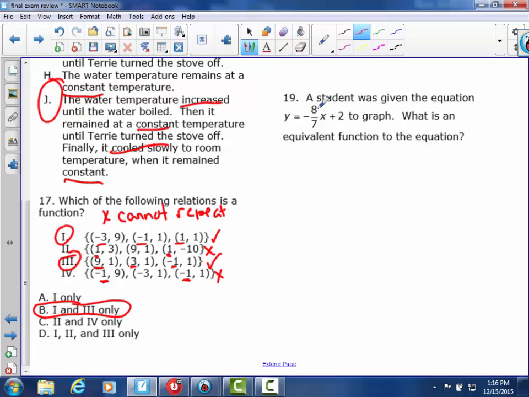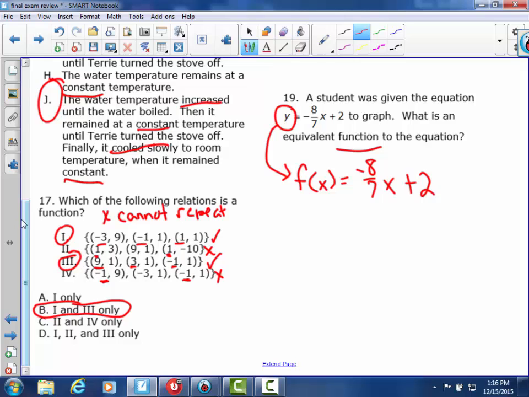Okay. Number 19, a student was given the equation y equals negative 8/7 x plus 2 to graph. What is an equivalent function? Okay. All they're asking us here is rewrite this as a function. So all that needs to happen is that y becomes f of x, and everything else stays the same.